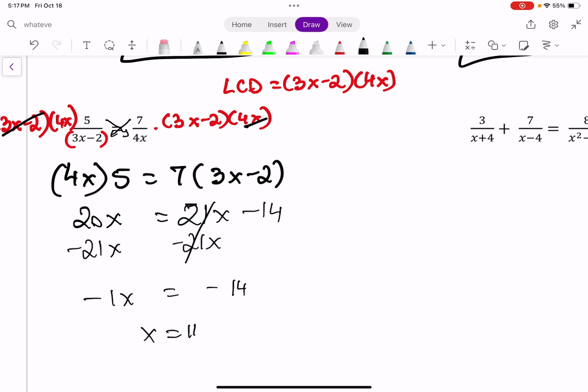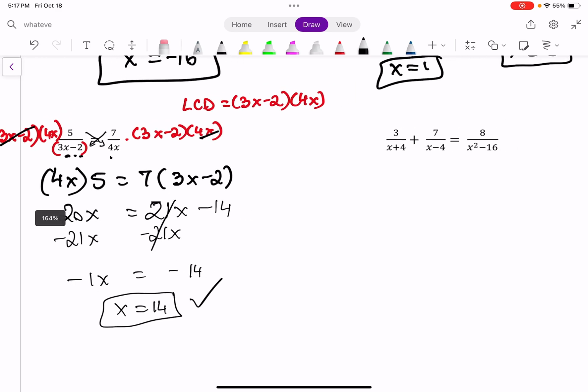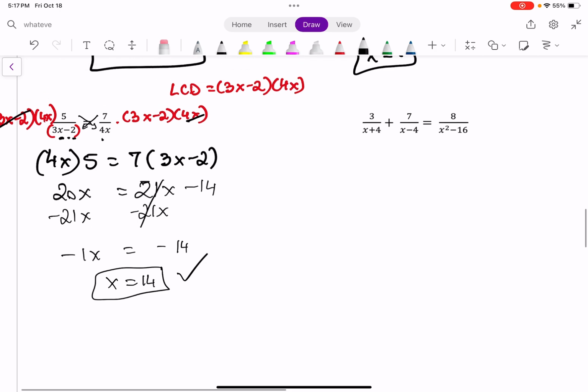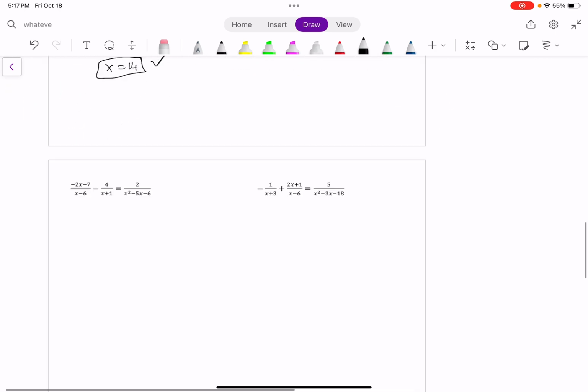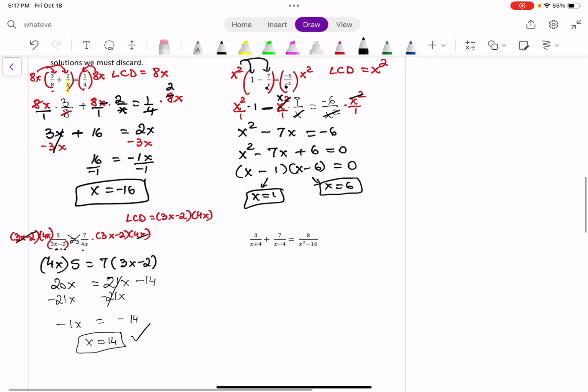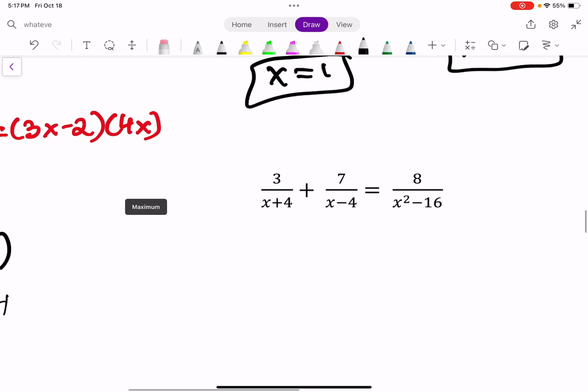So x equals 14 is your answer. And again, 4 times 14 is not 0. 3 times 14 minus 2 is not 0. So this is a perfectly okay answer. I have just a few more for you. They're getting a little bit trickier.